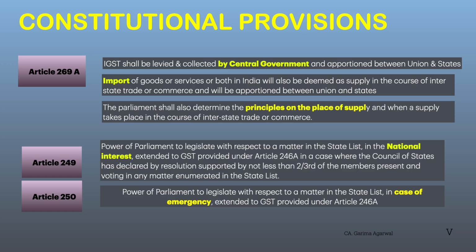Then there is one more article, that is Article 250. This is used under emergency proclamation power. So the original provision was, while a proclamation of emergency is in operation, Parliament can legislate on any state list matter for the whole or any part of India. But what this means for GST? During a national emergency, Parliament can make any GST law without state legislatures' participation.